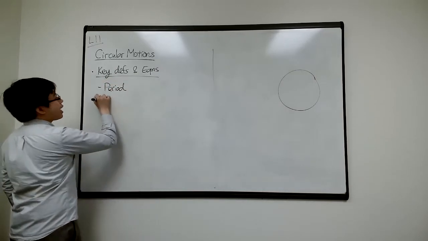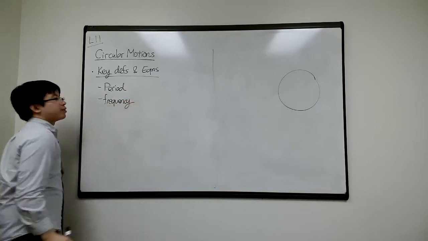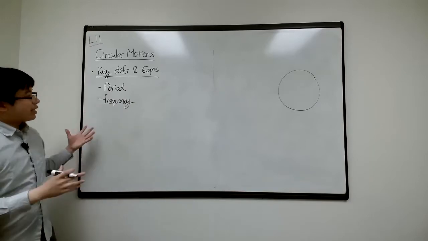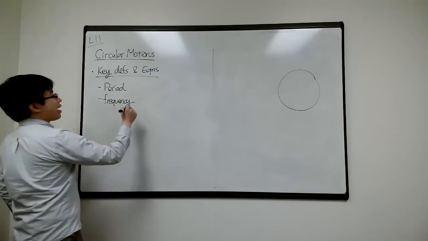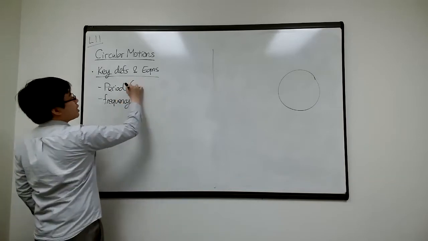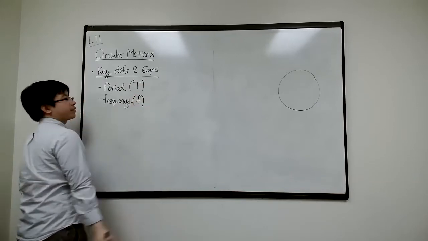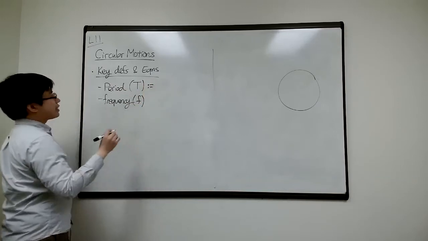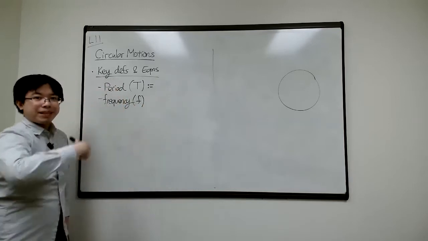One is period and one is frequency. Okay. Now, there's an easy way to remember this. I'll tell you the easy way to remember it, but I'll give you the definition first. First of all, the symbol. For period, we use T, and for frequency, we use F. And you'll see in a second why. The definition for a period is the amount of time it takes for one complete cycle.